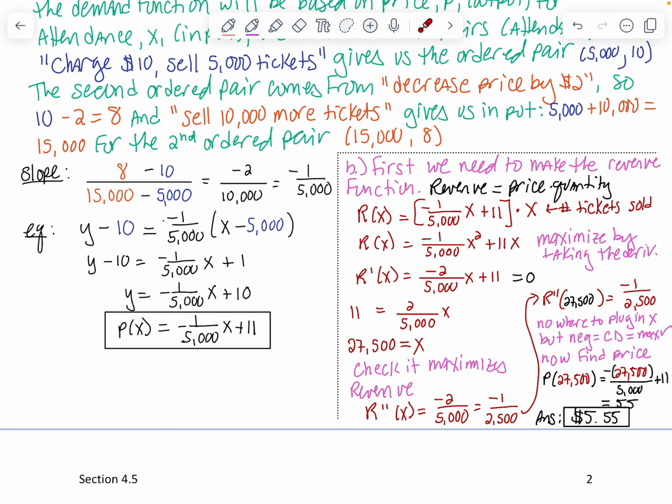So we maximize by taking the derivative. I'm going to have a 2 times that negative 1 over 5,000, I'm going to subtract 1 from the exponent, and 11x becomes 11. We set this equal to 0. So I'm going to go ahead and add the 2 over 5,000 x to the other side, and we could have simplified it. I'm going to cross multiply and then divide by 2 to get x. This should be my maximum, but we need to check that it is.